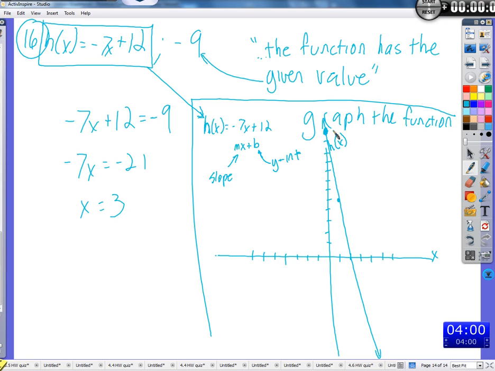h of x, or m of x, or g of x, or p of x, or whatever. All that means is the output of the function. Just like y means the output of the function, h of x means the output of the function. You can call this the h of x axis, just like you can call it the y axis.